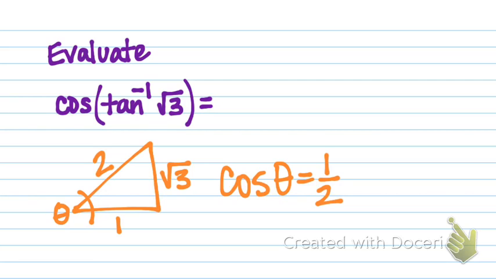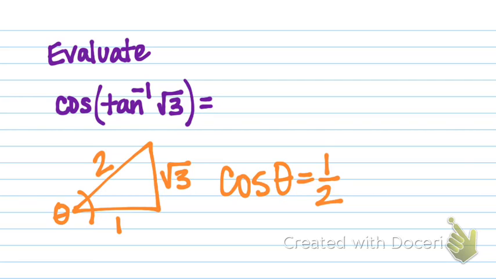The tangent would mean that the opposite side would be the square root of 3 and the adjacent side would be 1. Then you would use the Pythagorean theorem to solve for the missing side, which turns out to be 2. Once you have your triangle drawn from what's inside the parentheses, then we're trying to find the cosine of that triangle. Cosine is adjacent over hypotenuse, so that turns out to be 1 over 2.